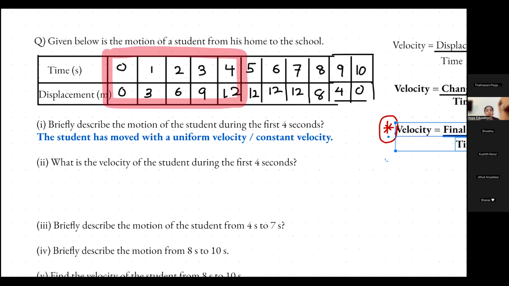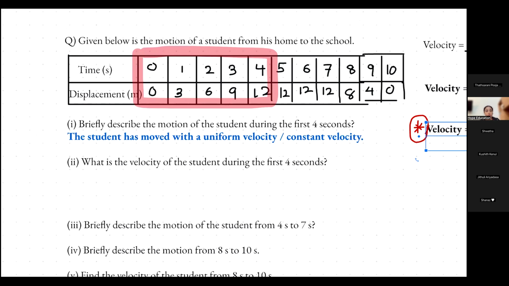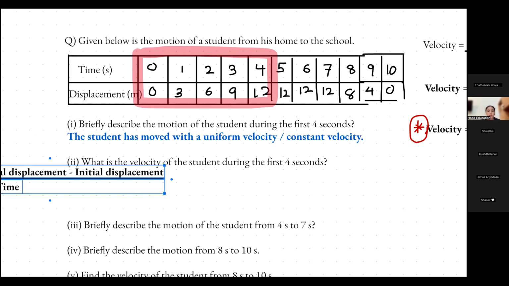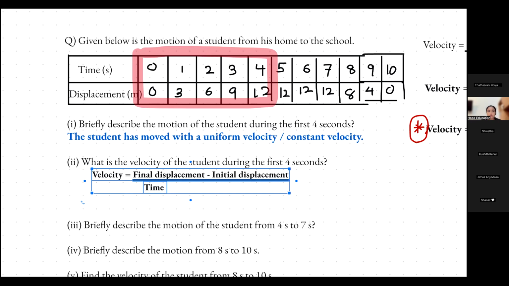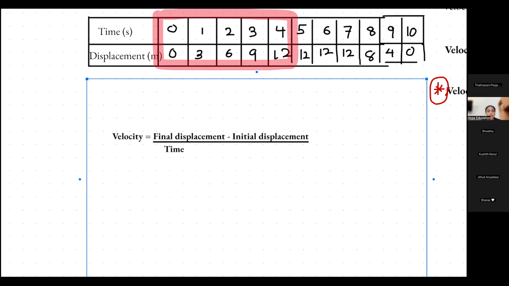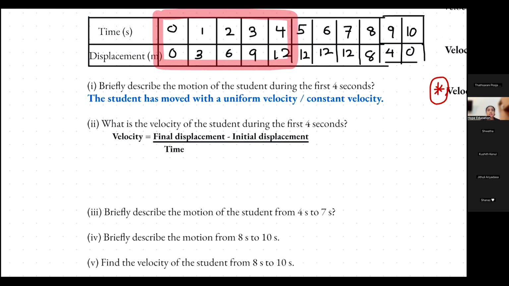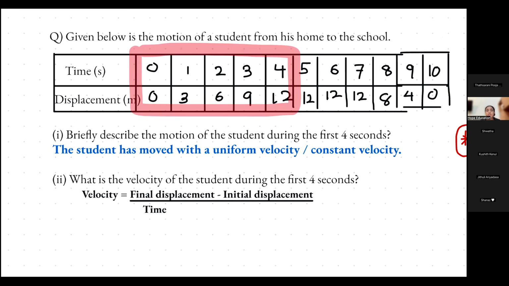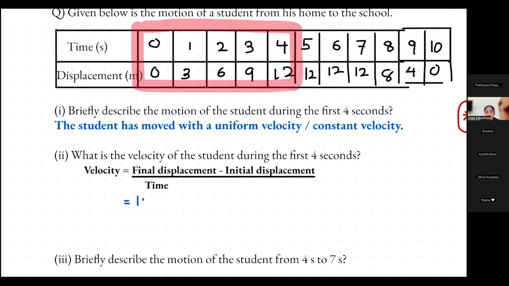Okay, we'll see. Now I told you, here we have to use this equation, velocity equals final displacement minus initial displacement divided by time. If you look at the first 4 seconds, what is the final displacement? Final displacement is the finishing displacement. Here the finishing displacement during the first 4 seconds is 12 meters.